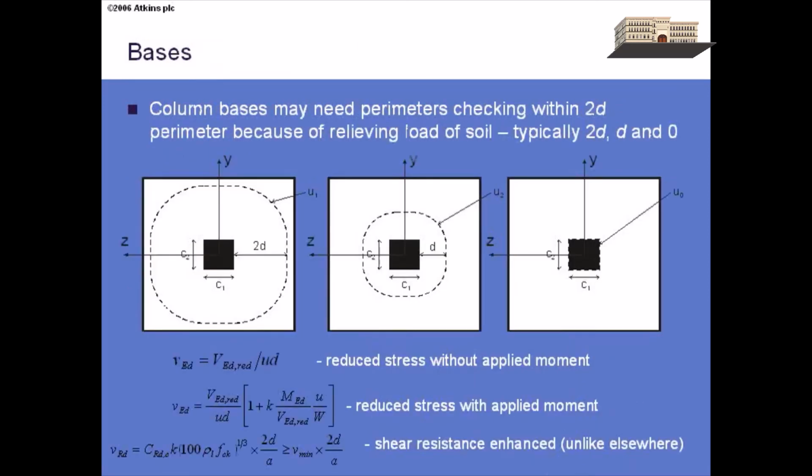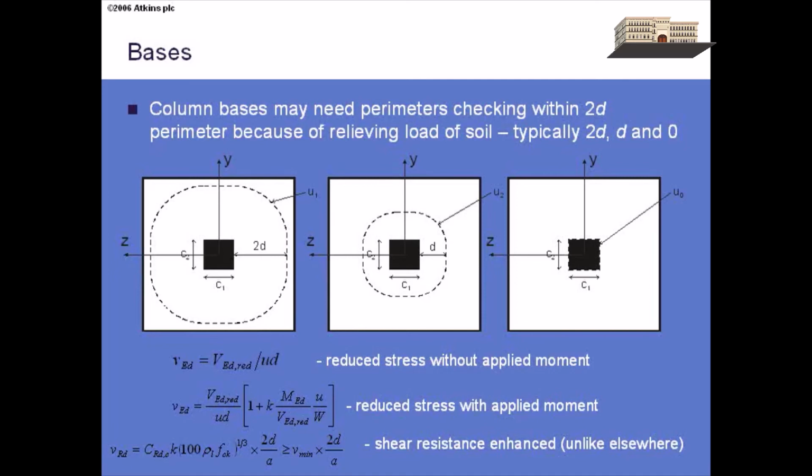For bases, the example we've got in the handout is a base. These are sort of pad foundations. Then the Eurocode specifically talks about making sure we consider the relief of soil pressure. So we have to check typically a perimeter on the outside of the column on the base, one at D away and one at 2D away.